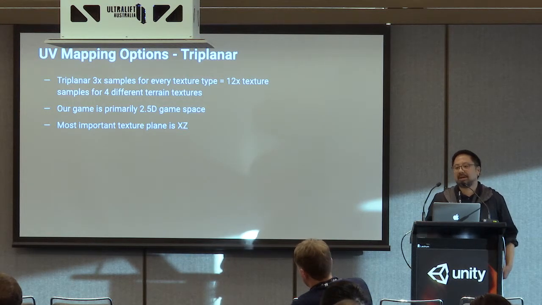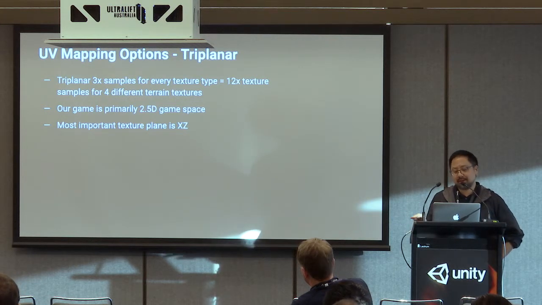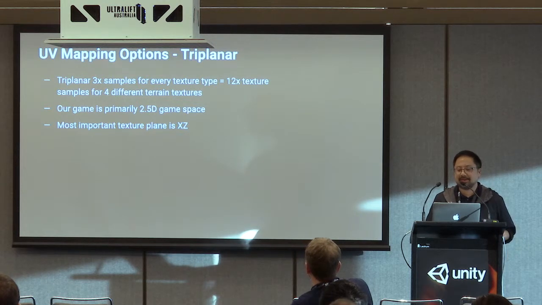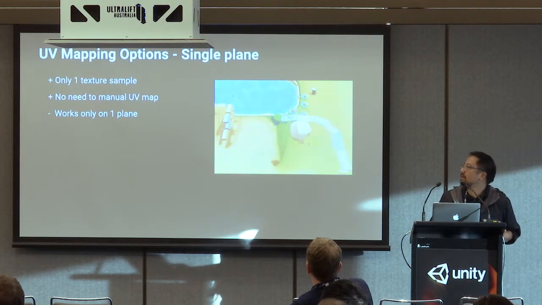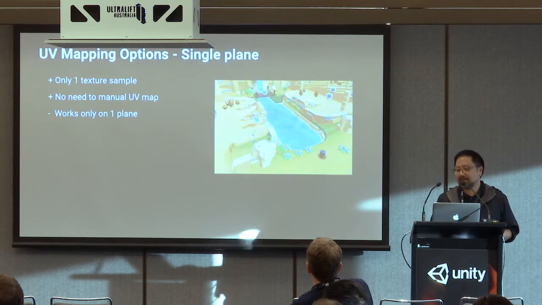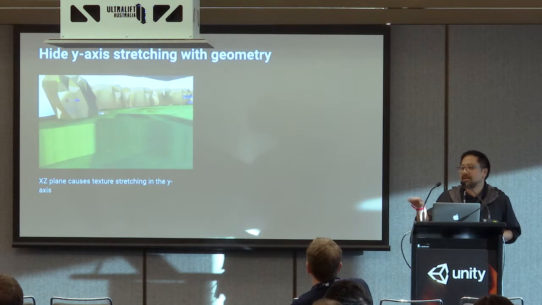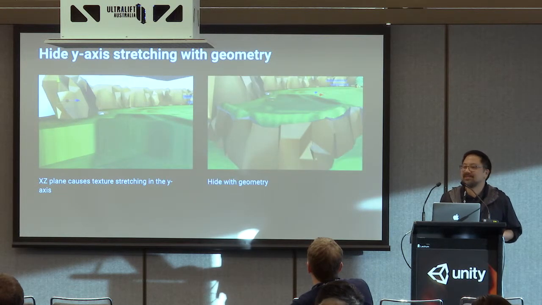So we looked at our game, and it's an isometric game, primarily on one plane, so it's kind of a 2.5D game. All we basically did was take one of those planes, the flat horizontal plane. It still looks pretty good, like that, and we still don't need to manually unwrap the UVs. But of course, the issue you get with this is any kind of vertical or very steep wall, you get that texture stretching. So what we did was the simplest thing. We just covered it up.